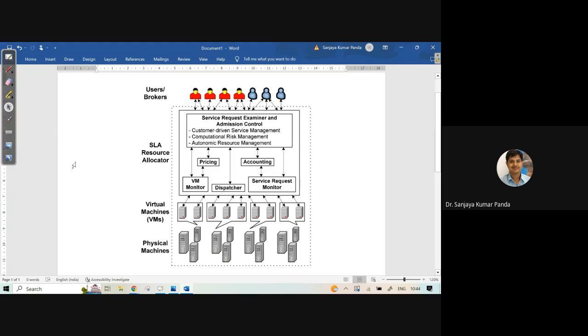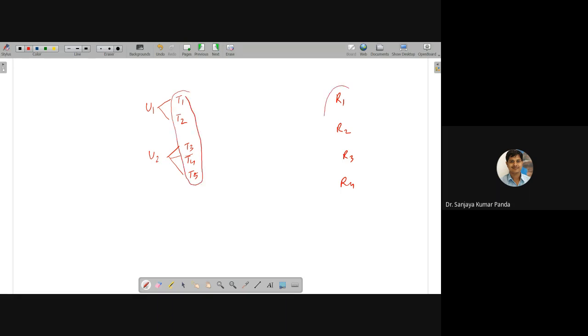Okay, for example, if I show you here, let us take 4 resources R1, R2, R3, and R4. Okay, and user 1 submitted, let's say 2 requests, T1, T2. User 2 submitted 3 requests, let's say T3, T4, and T5. So these are the service requests which we named as T1 to T5, and these are the resources. How actually are you going to map these requests to these resources?